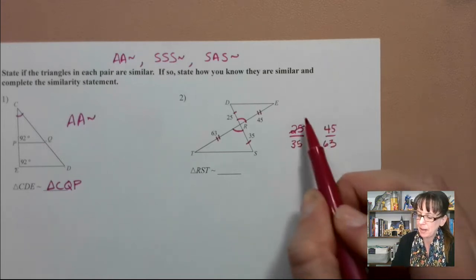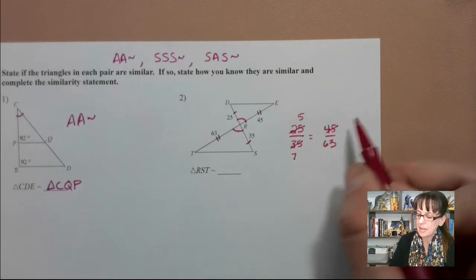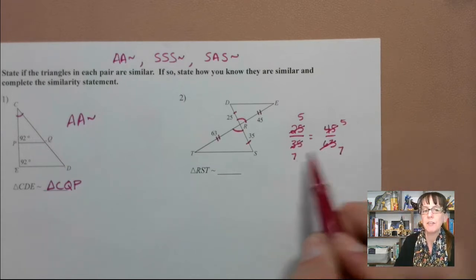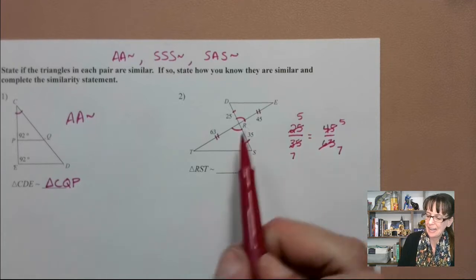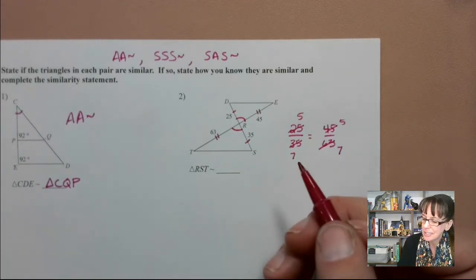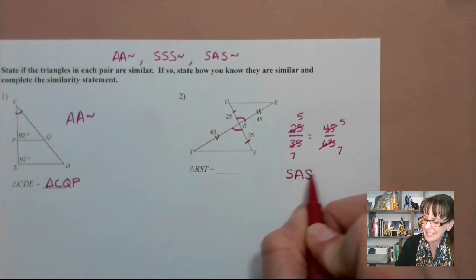All right, divide by 5, I get 5. Divide by 5, I get 7. Divide this guy by 9, I get 5. Divide this guy by 9, I get 7. So 5 over 7 equals 5 over 7. These guys are similar, yes. And because the included angle, it has to be the included one. It can't be one off to the side. So these are similar by angle, side, angle, side, similarity.